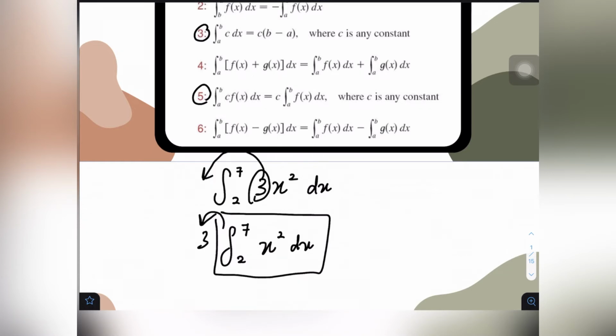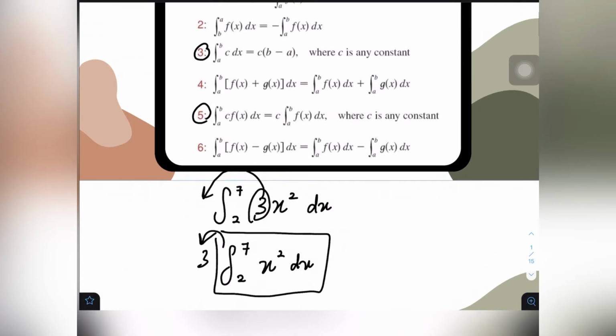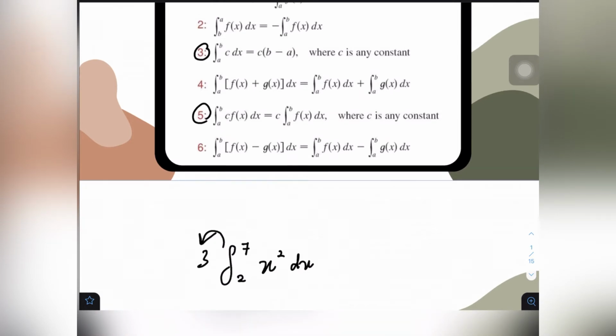Okay, so this one is the technique of integration that we learned just now, where we can bring the constant outside of the integral. Okay, and then if you see property number 4, it's similar to property number 6, where we can separately put the function into its own integral, like we learned just now. Let's say you have to integrate from any limit 2 to 3.